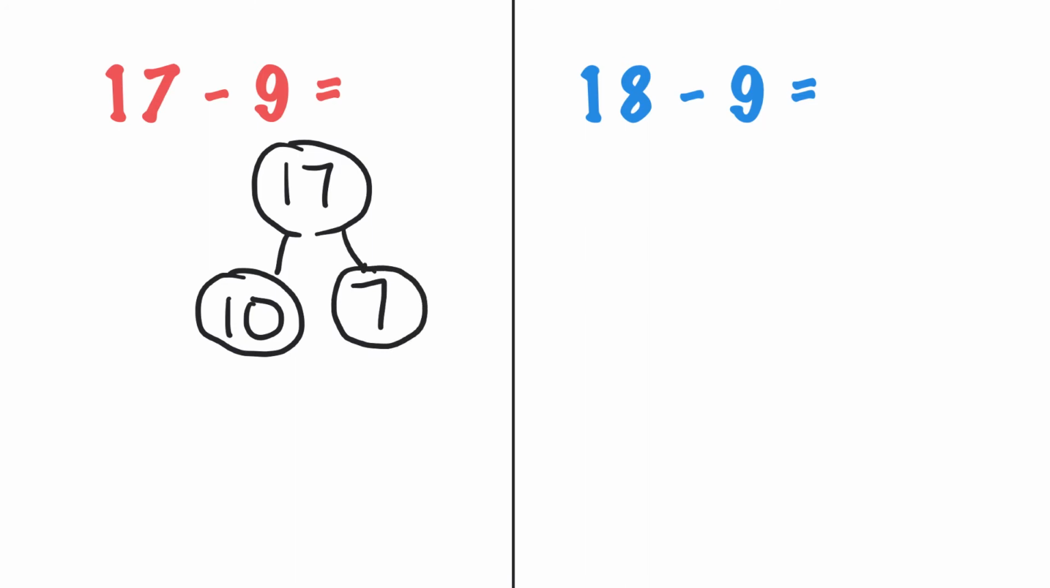And then I'm going to draw that out on dots. So I'm going to draw my 10 dots here. 1, 2, 3, 4, 5, 6, 7, 8, 9, 10. And then I'm going to draw my 7 dots. 1, 2, 3, 4, 5, 6, 7.